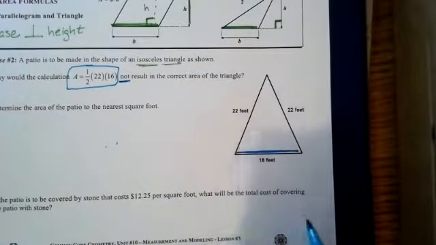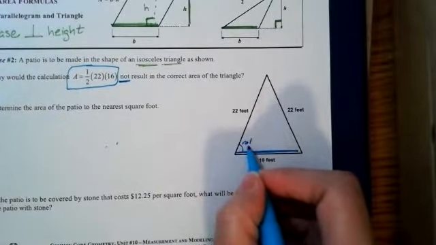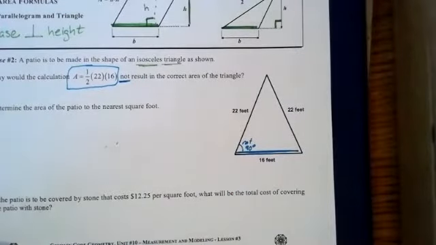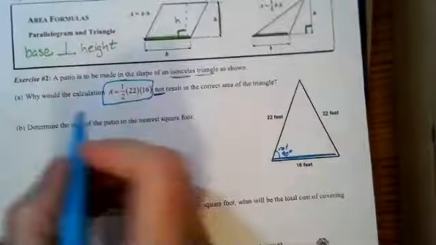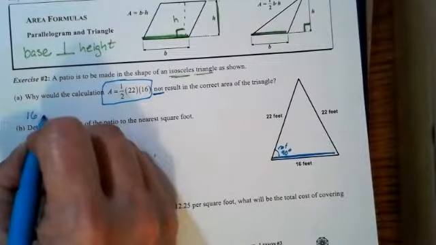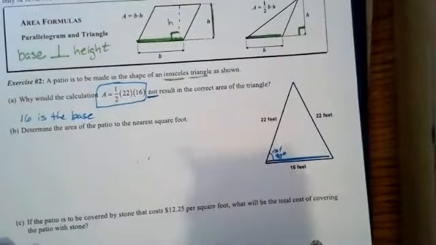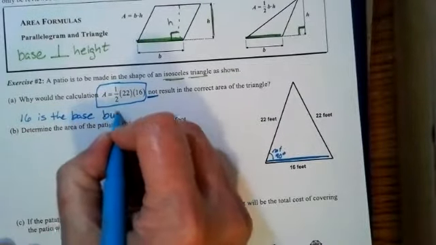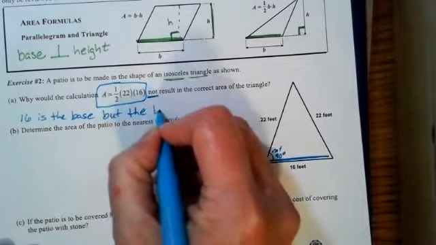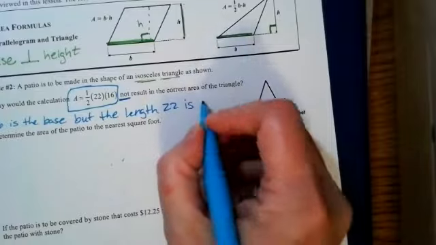The problem, I hope you can see, is that the angle right here is not 90 degrees. We need to have a 90-degree angle to make this work. So I'd like you to just make a note of that, that the 16 is the base, but the 22 is not perpendicular to the base.